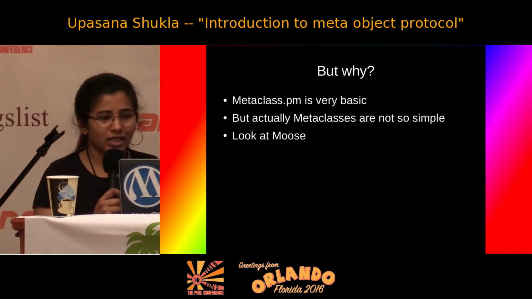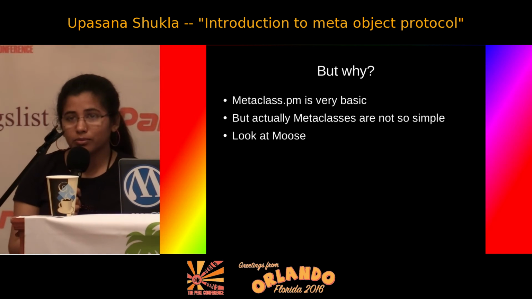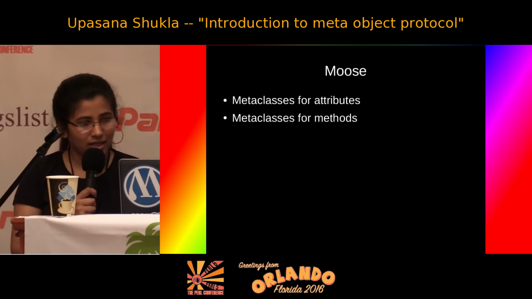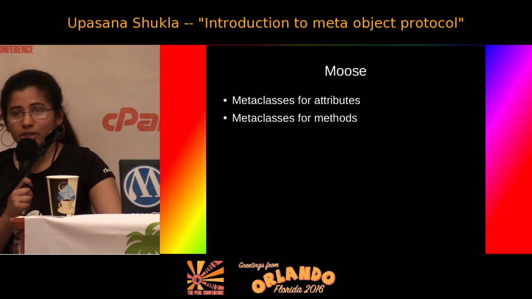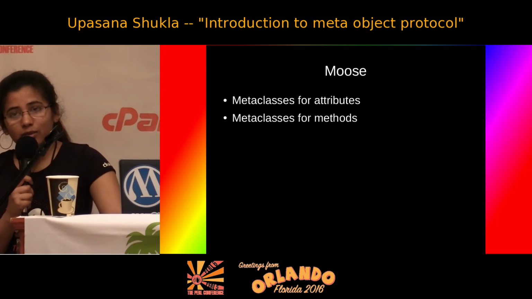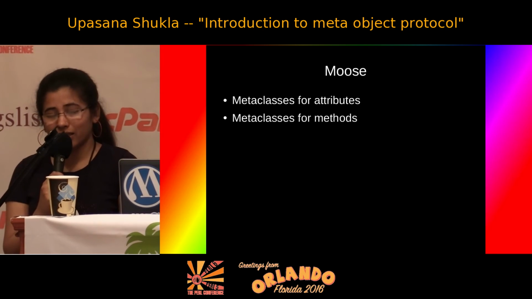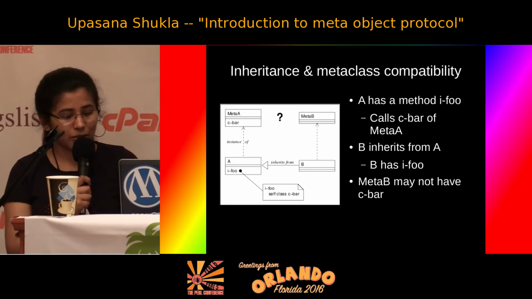Also, my metaclass.pm is very basic, but actually metaclasses are not so simple. If you look at Moose, it's not that simple. Moose has metaclasses for attributes, which contain information about attributes, like the type of attribute, its accessors, mutators, and things like that. And the same for methods.